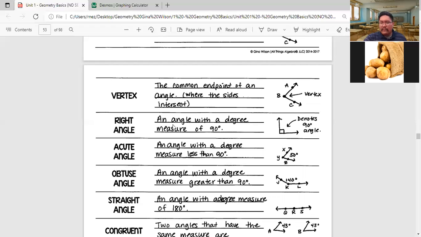And it's also marked with that little box here that shows that it is a 90-degree angle. Now, with that little box, if it's an 89 degree or a 91 degree angle, that little box isn't going to go there. It's only if it's exactly 90 degrees.